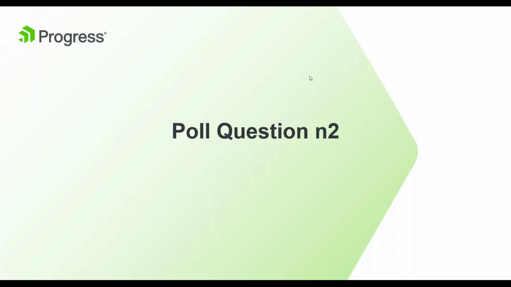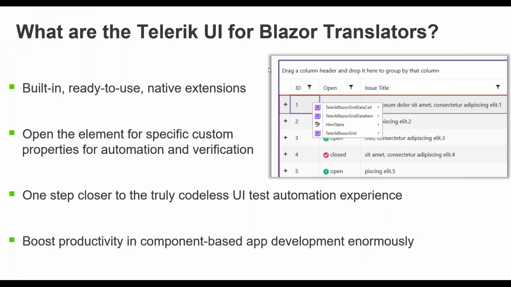Now we're going to continue with the slides. The next big chunk that we released with this version were so-called new and enhanced translators for Telerik UI for Blazor. A few words about what actually those translators are. So think of them as built-in, ready-to-use and native extensions which open up a specific element from your application to work with Test Studio in a more advanced mode.